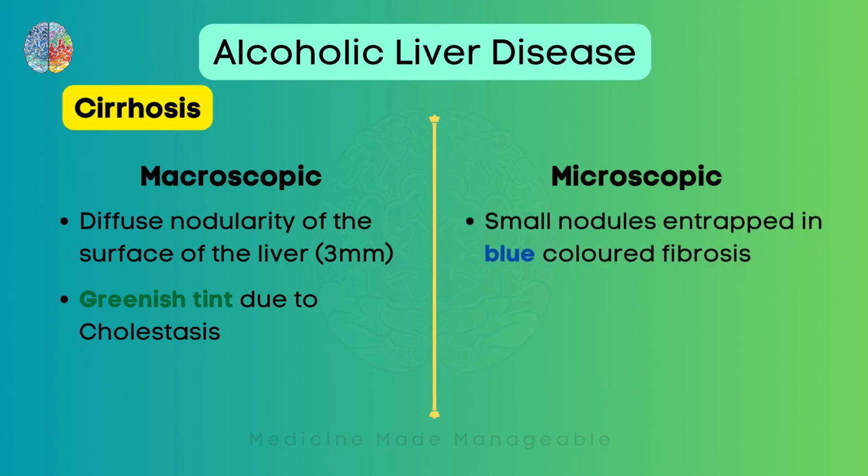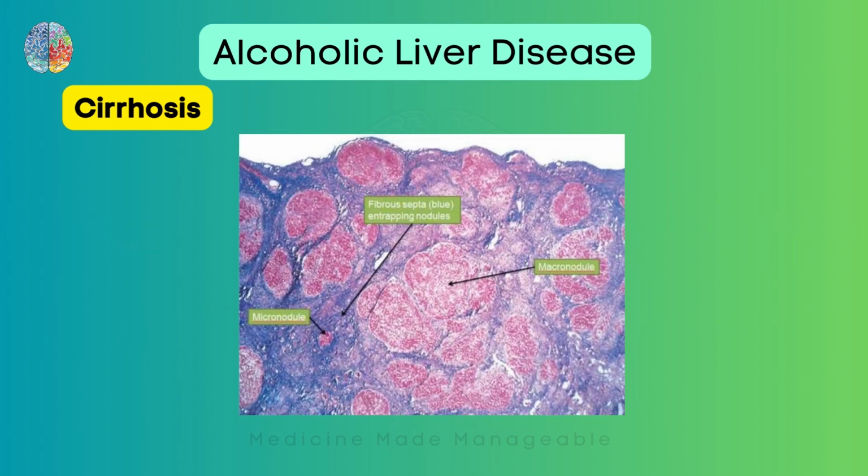Now in the microscopic type, you will be able to see small nodules entrapped in fibrosis, and the color of the fibrosis will be blue, as we saw in the previous chicken wire fibrosis picture also. There the fibrosis was blue in color. And for this, we use a Masson trichrome stain. So this is important to remember. In this picture, we can see the macronodule. We can also see the small micronodules, and the fibrous septa, which is blue in color, is entrapping these small nodules.